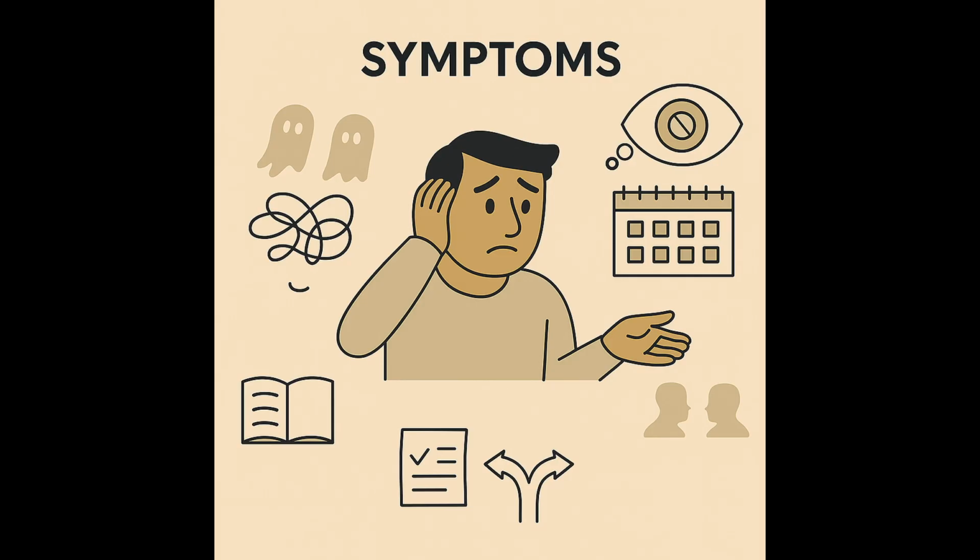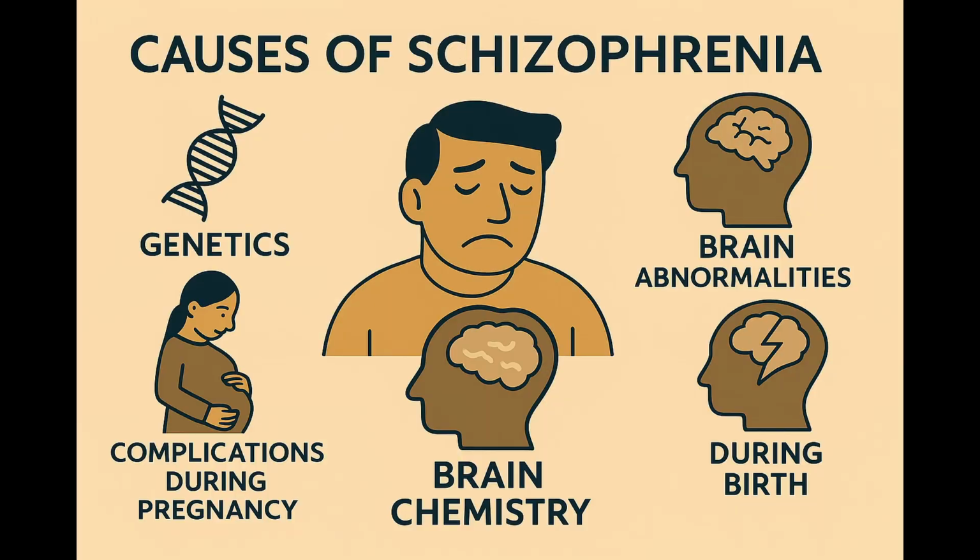3. Cognitive symptoms, problems with thinking and memory. Poor attention, difficulty focusing on one thing. Short-term memory problems, forgetting things just learned. Trouble making decisions, difficulty choosing what to do. Main factors that can contribute to the development of schizophrenia.